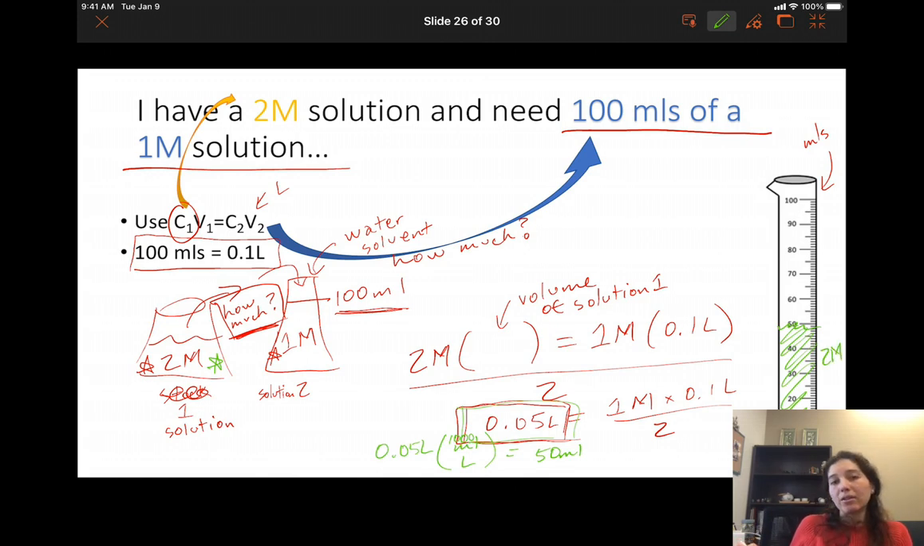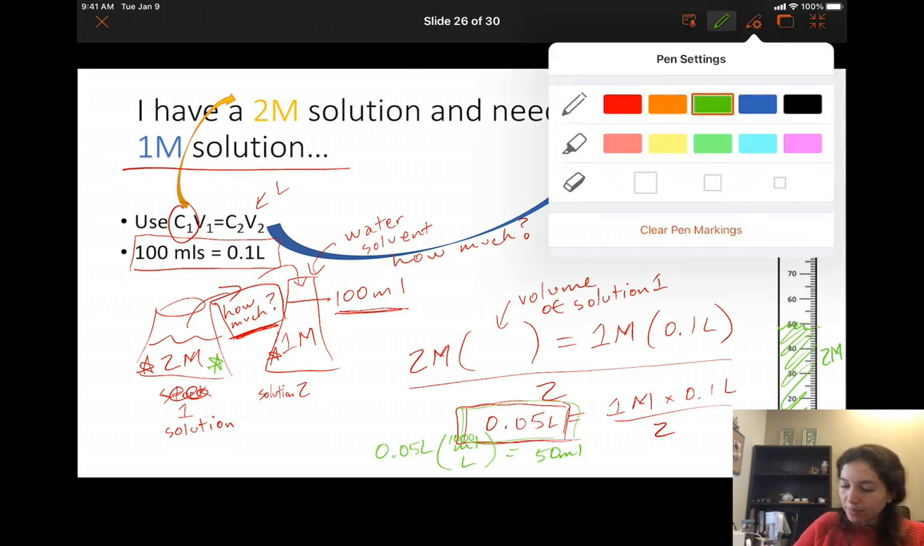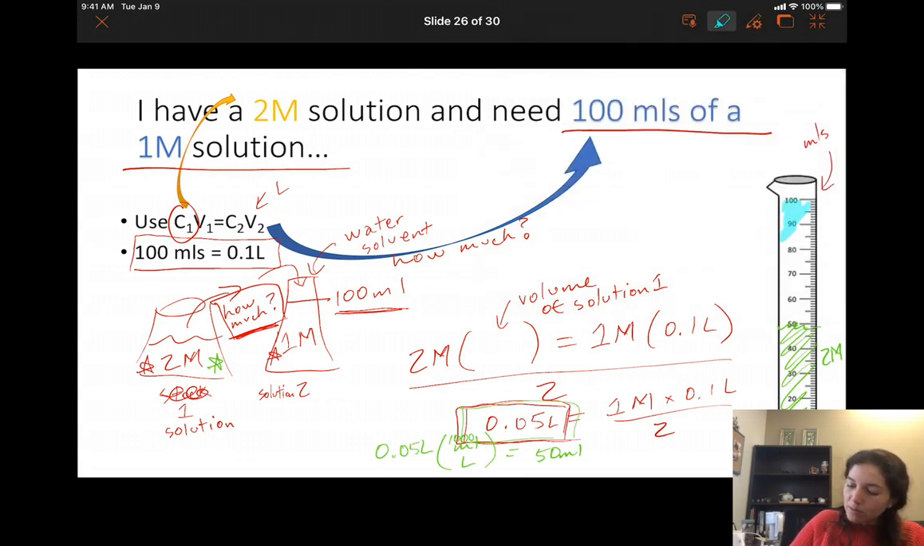Now I need 100 milliliters of my 1 molar solution. So what I'm going to do is fill the rest with water, or your solvent in this case. So the rest would be water, and that effectively gives us a 1 molar solution. One way to practicalize this is you start with a 2 molar solution and you go to 1 molar. You're cutting the concentration in half. So it makes sense that we start with 50 mils and we add 50 mils because we're cutting everything in half. That's one way you can visualize it.